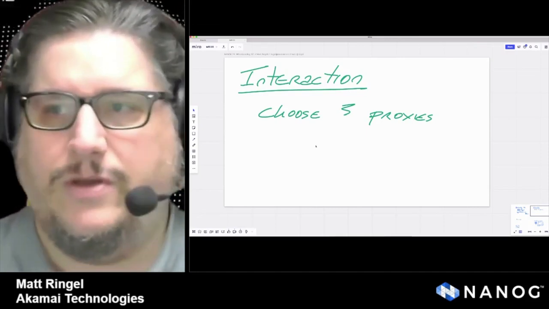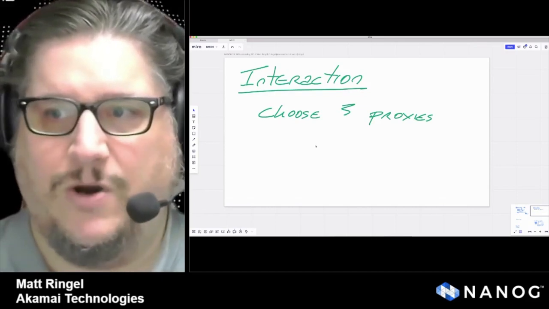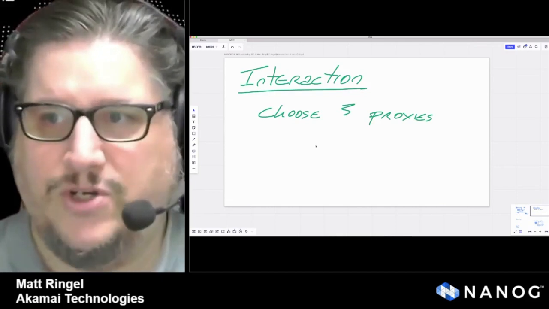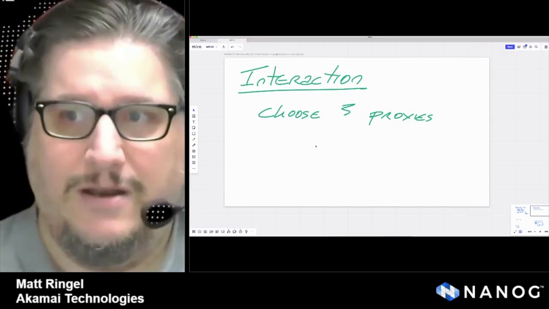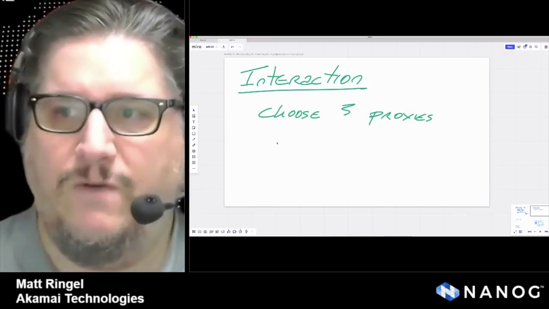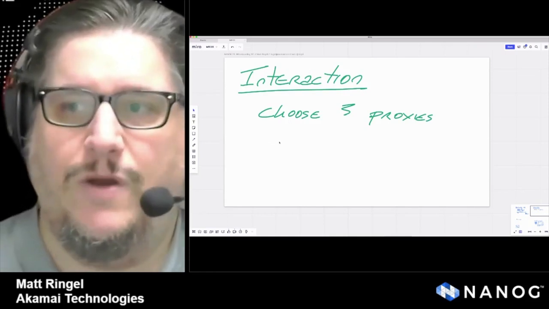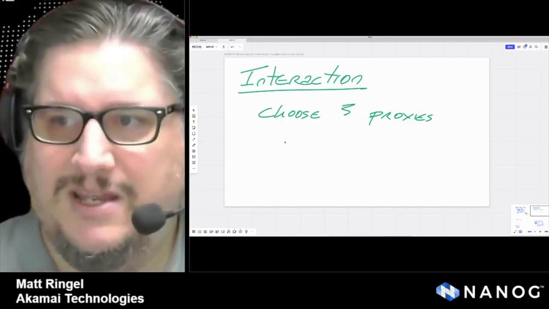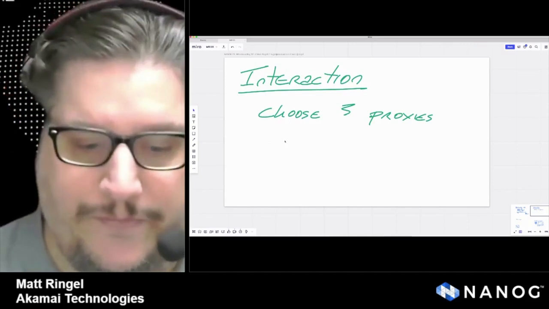Similarly, are they looking away? Are they reading something else? Do they have you on mute and are talking to other people, necessarily or not? You can see how engaged people are just by flicking back and forth through people to see what's going on. In that case, choosing three proxies is just as easy to do.